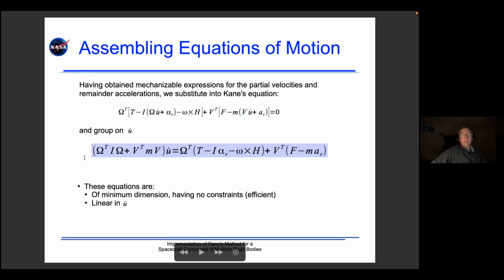And so what I end up with is this equation here, which is in the form of some matrix times these u dots equals some vector. And the dimensions of this are exactly as many dimensions as I need to represent the motion of the system. So this is a minimal size set. And they are linear in the variables that I need, my u dots. So I can put this into a numerical integrator, solve at each time step this linear system of equations, find my u dots, and propagate those.